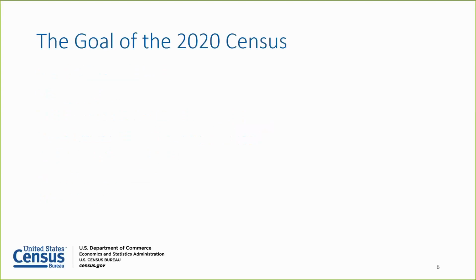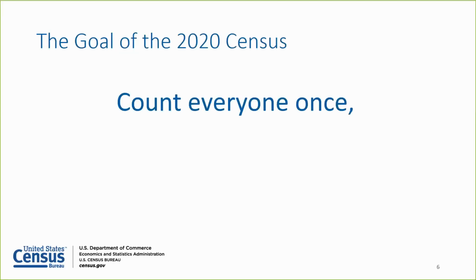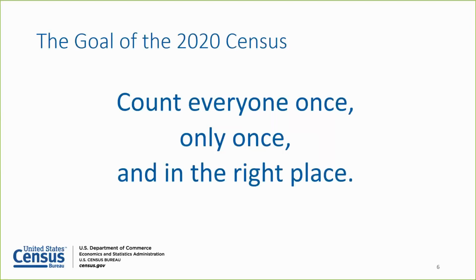So let's just pretend that you can hear all of us on the line reciting this together. The goal of the 2020 census is to count everyone once, only once, and in the right place. To reiterate the scale and perspective of this endeavor, the Census Bureau estimates that by 2020, there will be more than 330 million people living in about 140 million housing units.